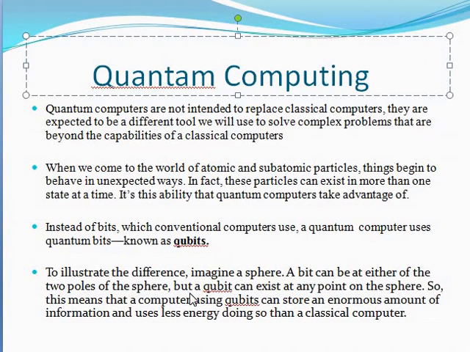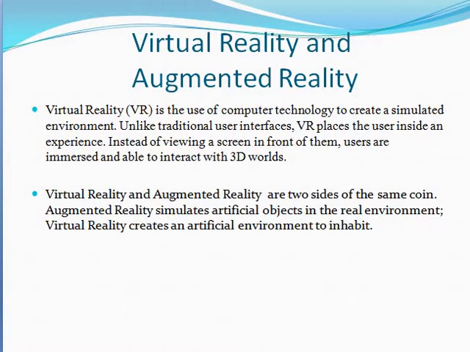Here they explain it with the help of an example. If you imagine a sphere, the sphere can have only 2 poles if you are using ordinary computing. But if you're using the qubit, you can define every point of the sphere. That is the difference between classical computers and quantum computers.